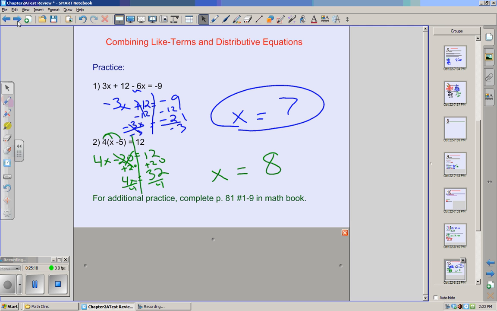We moved through that pretty quickly. If you feel that you need extra help on combining like terms and distributive properties and when to solve for the variable and when not, complete page 81, numbers 1 through 9 in your math book. If you're confused right now and you feel like you need extra help, please come see myself or Mr. Baker as soon as possible.